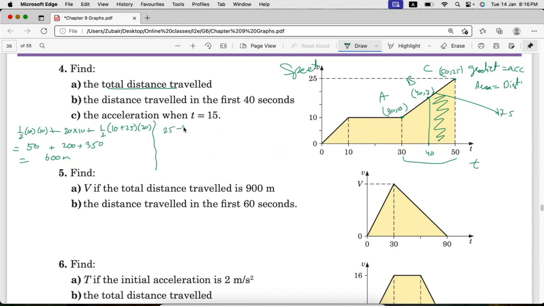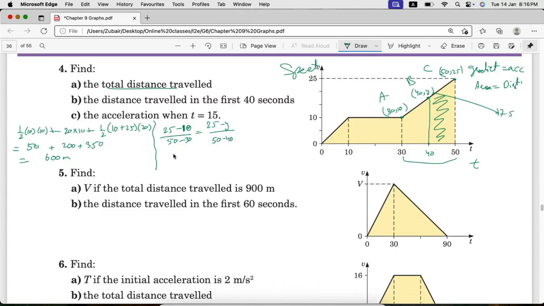Y2 minus Y1 over X2 minus X1 is equal to, now I'm talking about BC. You can make any combination, BC or AC, any combination. I'm talking about BC. Y2 minus Y1 over X2 minus X1. So we can solve this.